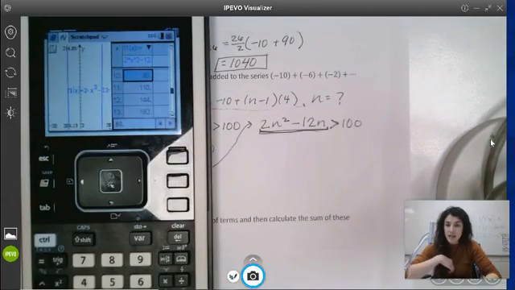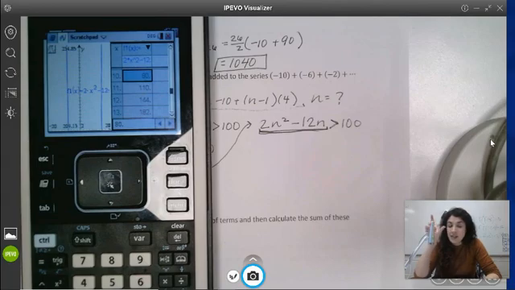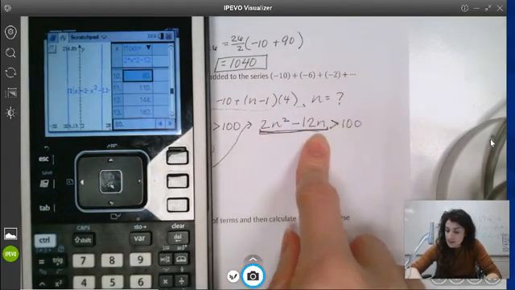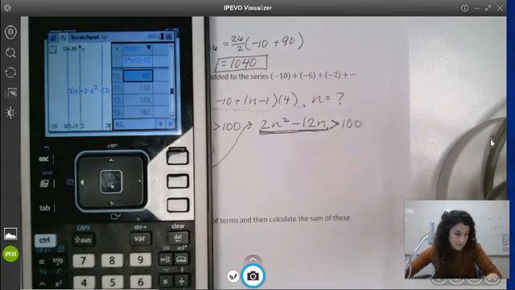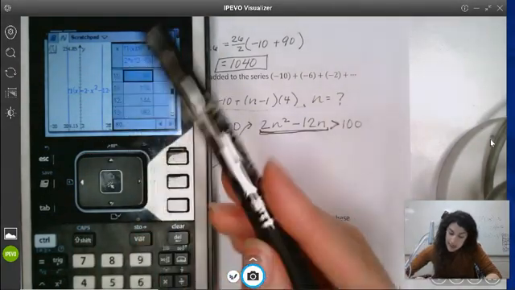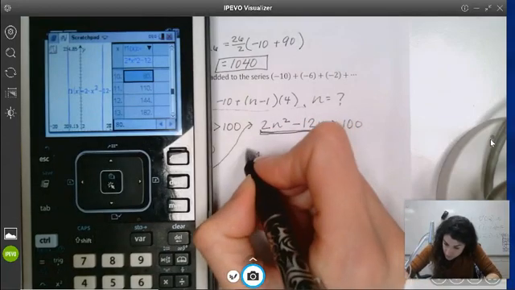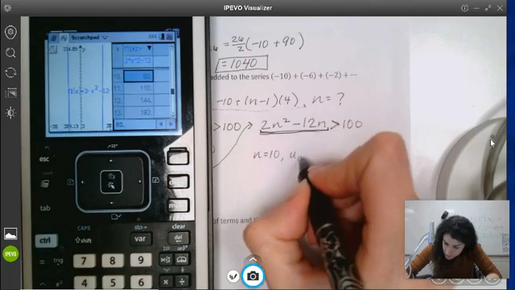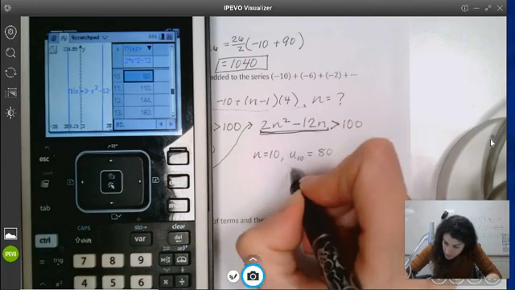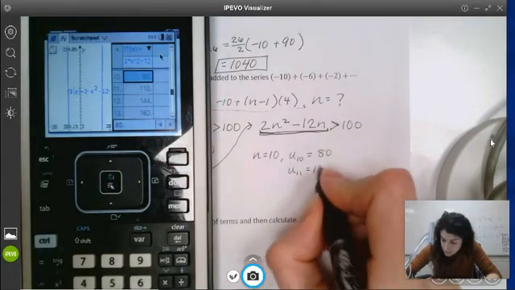So this way, you can use your table to help you step it up in order to get a table of values that would represent this sequence. Because we realize that, oh, well, the 10th term is 80, and the 11th term is 110.